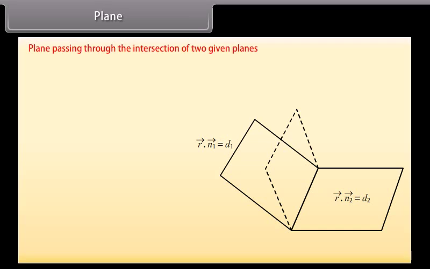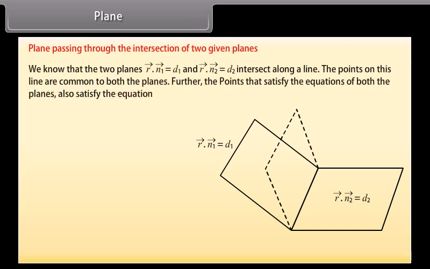Plane. Plane passing through the intersection of two given planes. We know that the two planes, dot product of vector r and vector n1 equals d1 and dot product of vector r and vector n2 equals d2, intersect along a line. The points on this line are common to both the planes. Further, the points that satisfy the equations of both the planes also satisfy the equation: dot product of vector r and (vector n1 plus lambda vector n2) equals d1 plus lambda d2, where lambda belongs to R.